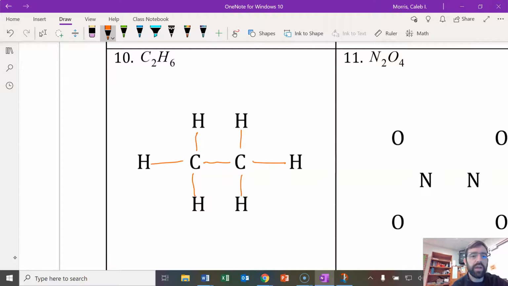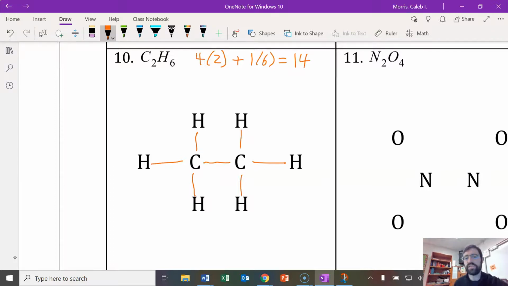Let's do that now. 4 times 2 gives us 8, plus 1 times 6. So we have 6 plus 8 gives us 14. Let's count those. 2, 4, 6, 8, 10, 12, 14. We've used them all up. There's no extras, so we don't have to do the leftover step. Hydrogen only wants 2, so that means our outer atoms are satisfied.